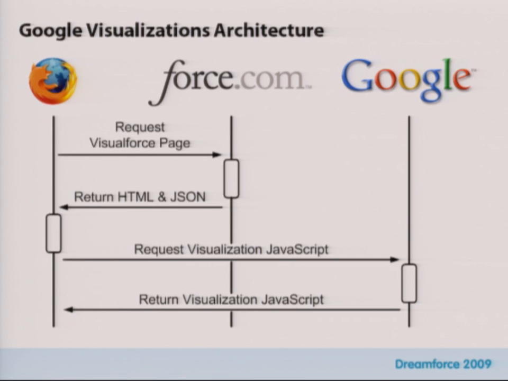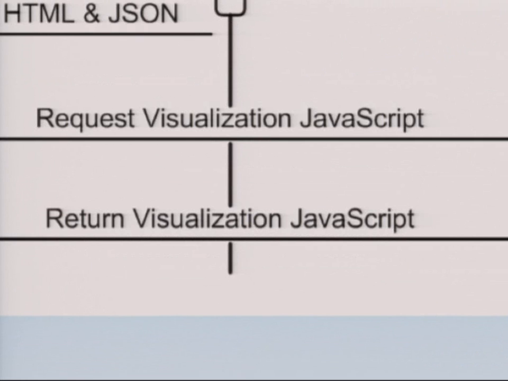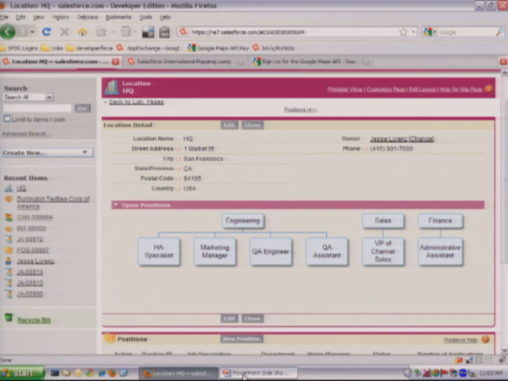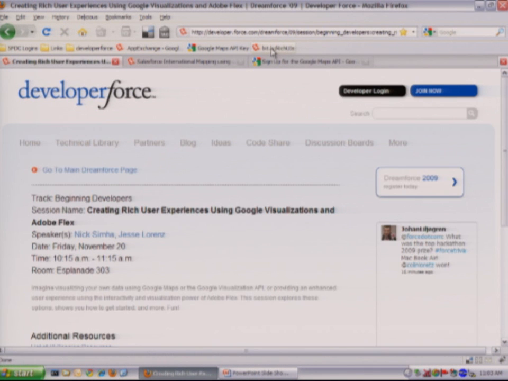Okay, great. And where do they get the components from? You were using the hierarchical chart component. Is it on the AppExchange as well, or is it in a different place? So it's not on the AppExchange. It's on CodeShare. But let me show you where that session URL actually is.